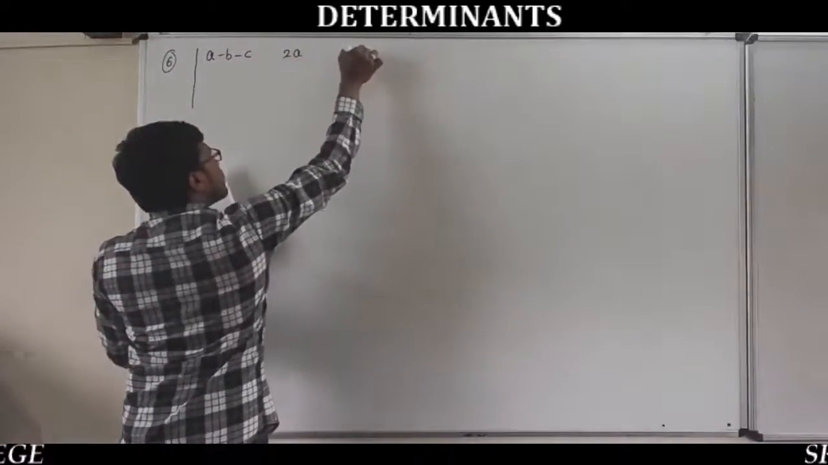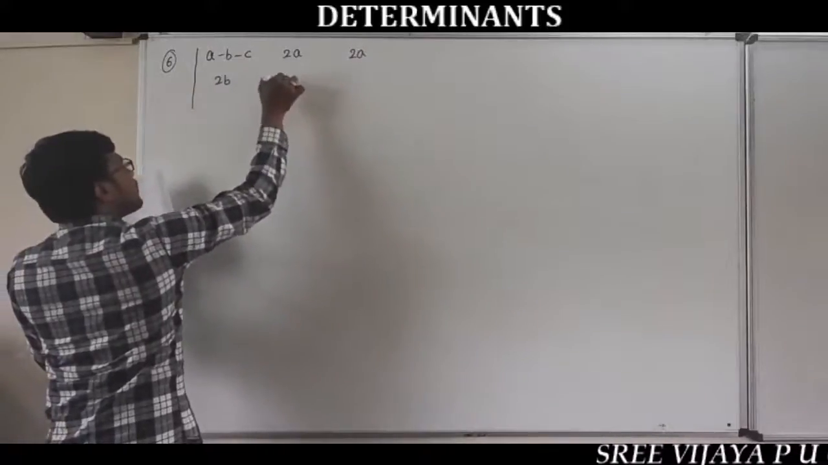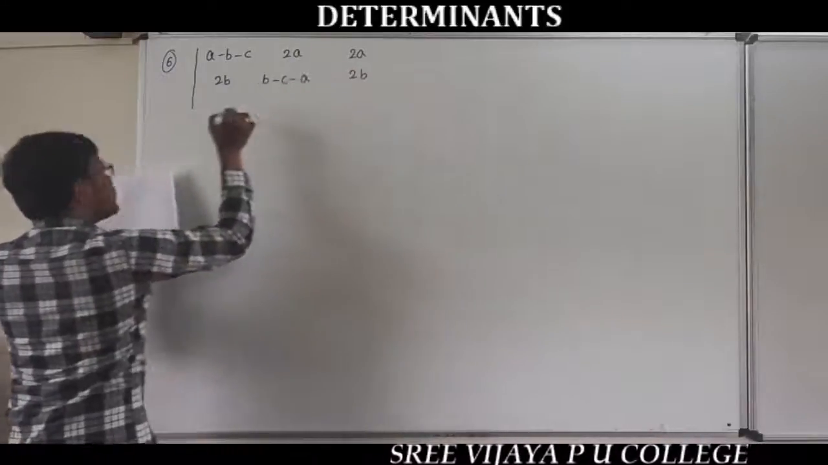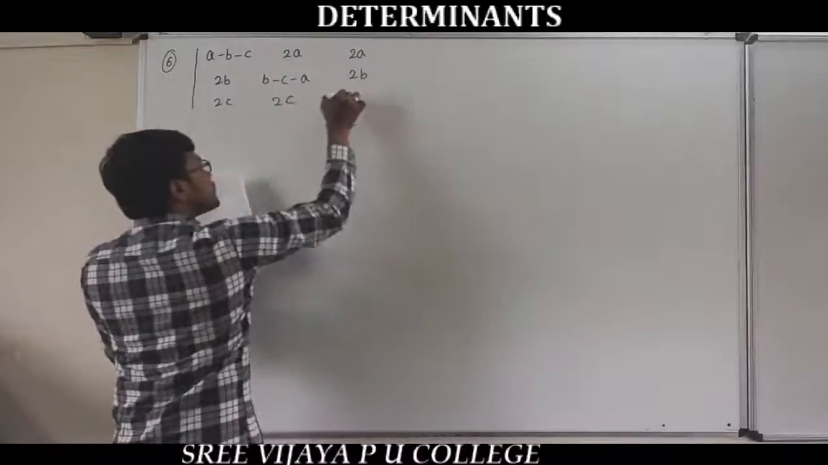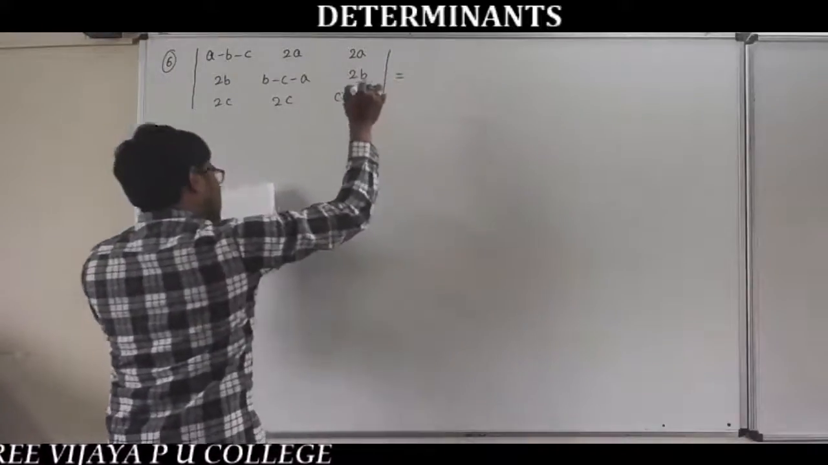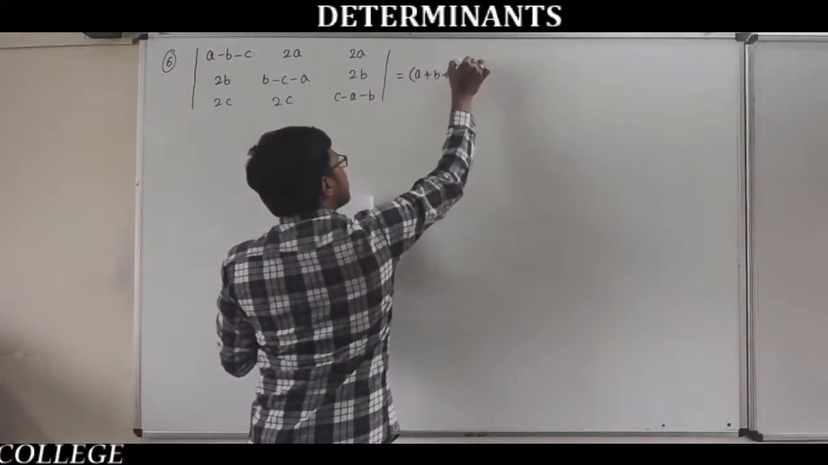2a, 2a; 2b, b minus c minus a, 2b; 2c, 2c, c minus a minus b, will be equal to a plus b plus c whole cube.